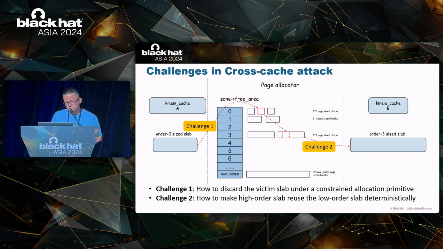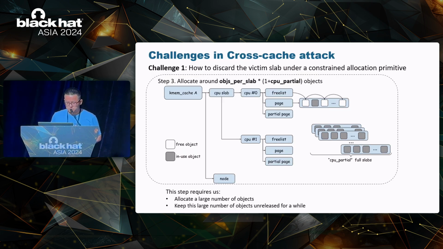After knowing the common workflow of cross-cache attack, let's see the 2 challenges in it. The first challenge is how to discard the victim slab under a constrained allocation primitive. And the second challenge is how to make high-order slab reuse the low-order slab deterministically. Let's see the first one.